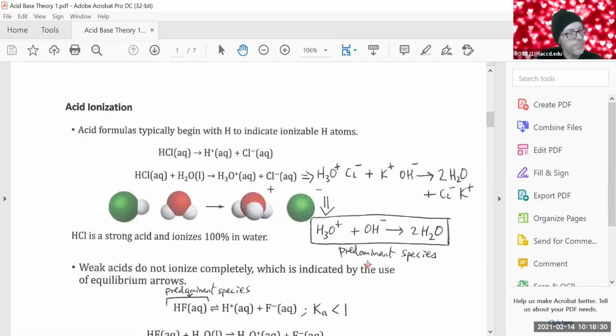All right, so I'm going to turn the next page in my notes. On this page, we're looking at dissociation, and we're going to start to introduce predominant species, but much more on that in another video.